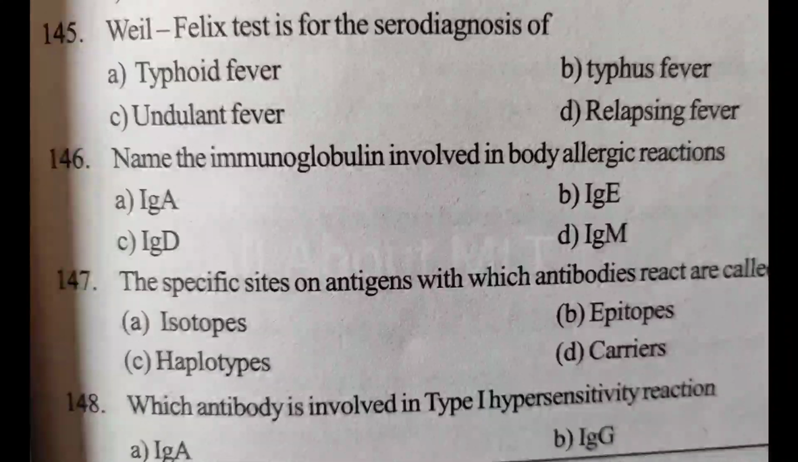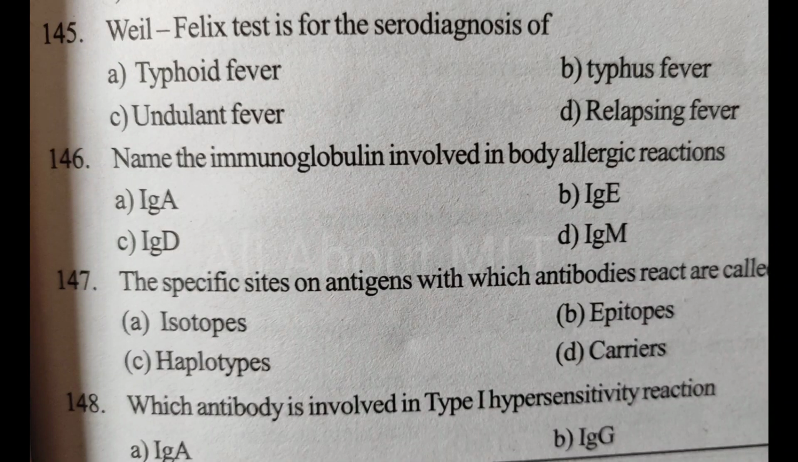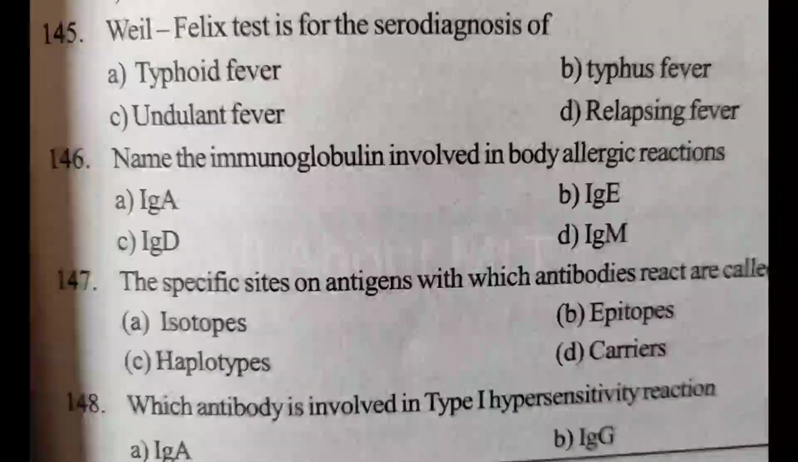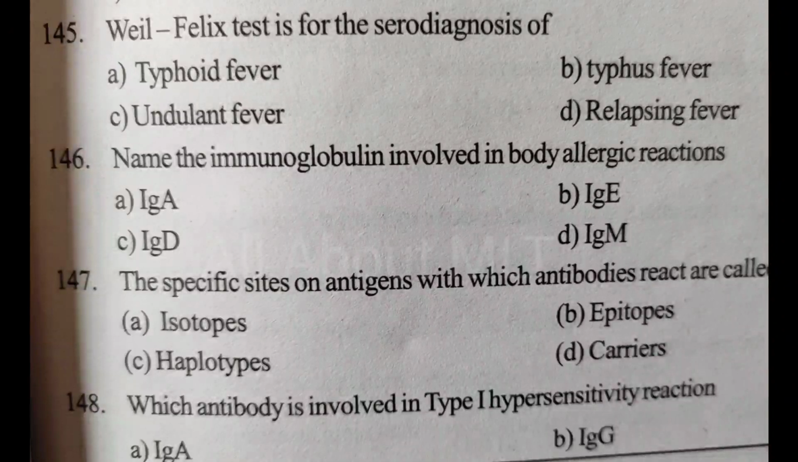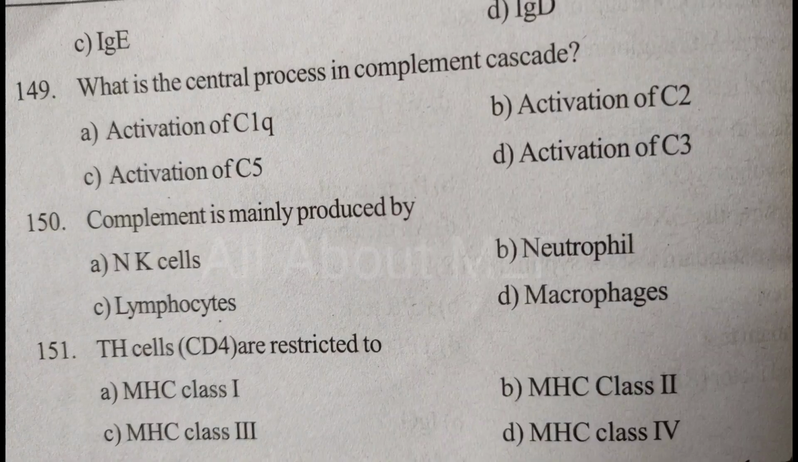The specific site on antigens with which antibodies react are called option A isotopes, option B epitopes, option C haplotypes, option D carriers. Answer is option B epitopes. Which antibody is involved in type 1 hypersensitivity reaction? Option A IgA, option B IgG, option C IgE, option D IgD. Answer is option C IgE.